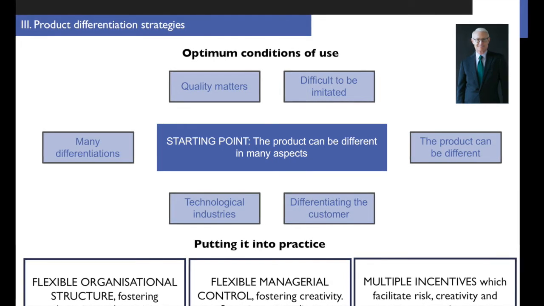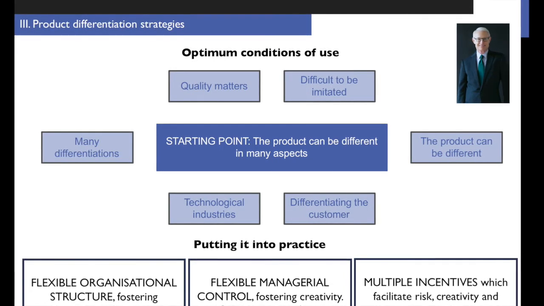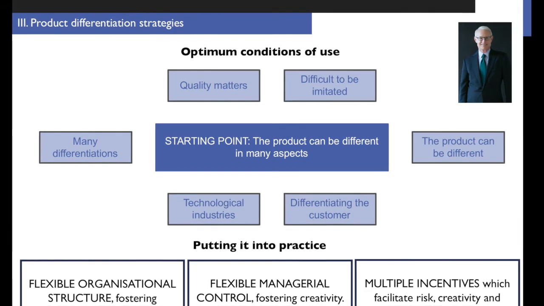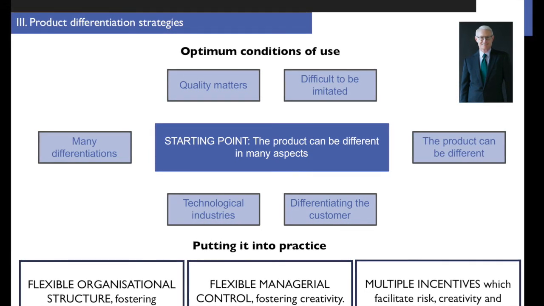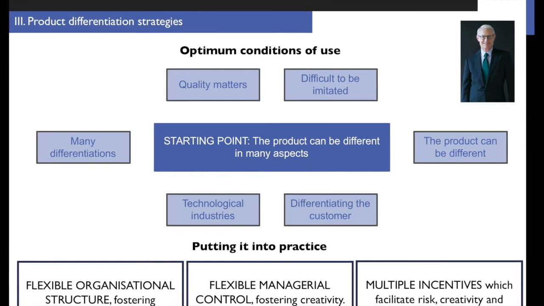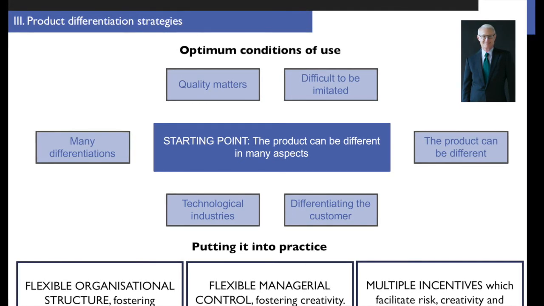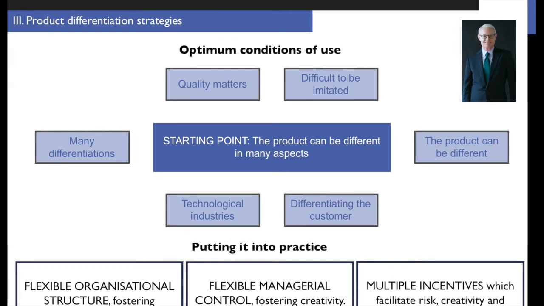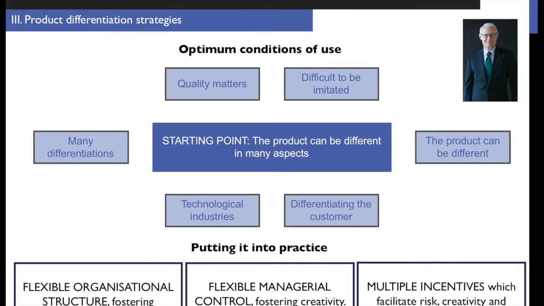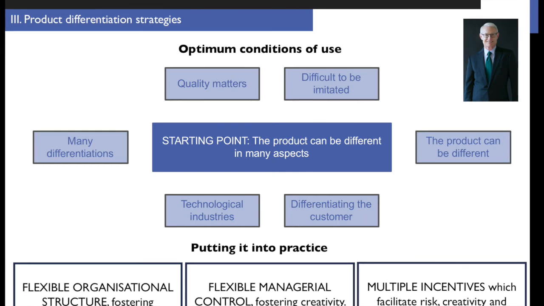How do we put it into practice? Talking about the organizational structure, we need flexibility, in order to be able to be creative. On the other hand, talking about managerial control, we need to foster creativity too, so the managers will just try to stress the master lines, not to get into everything. Finally, the incentive systems should be based on empowering risk-taking and creativity.